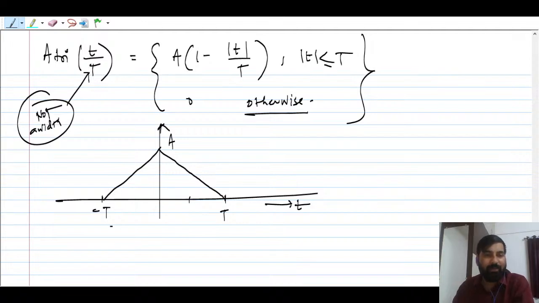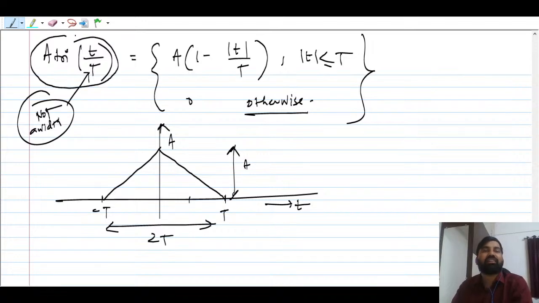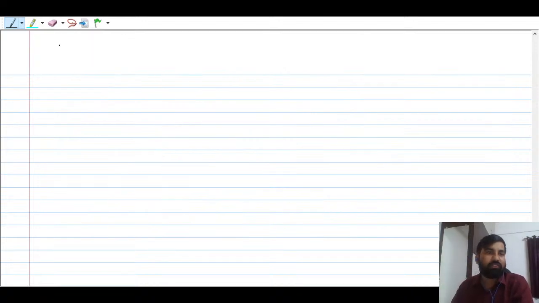And the width here is nothing but what? The width is 2T. The height is nothing but a. So whenever you want to find the width of this a tri(t/T), you multiply by 2.